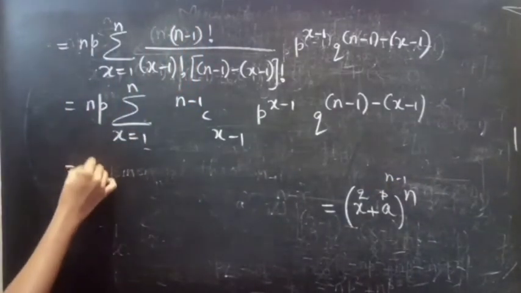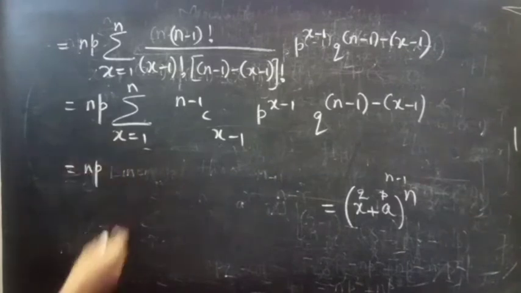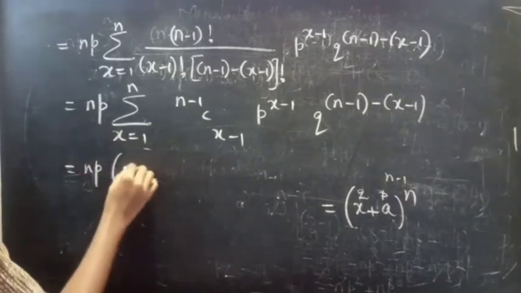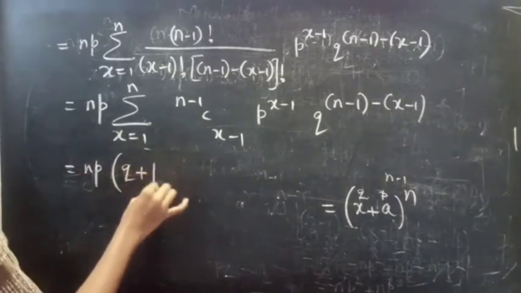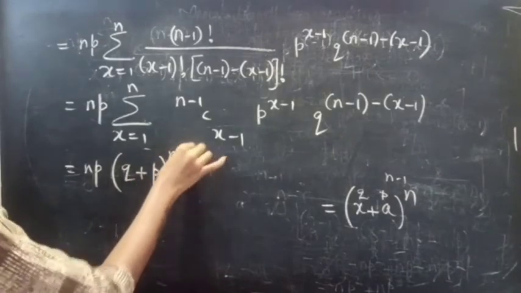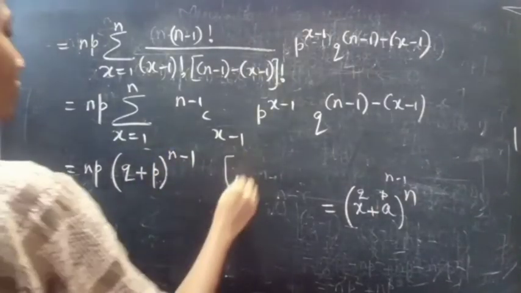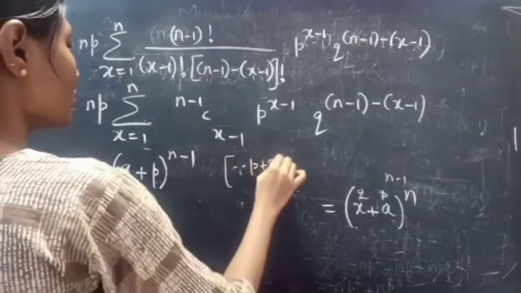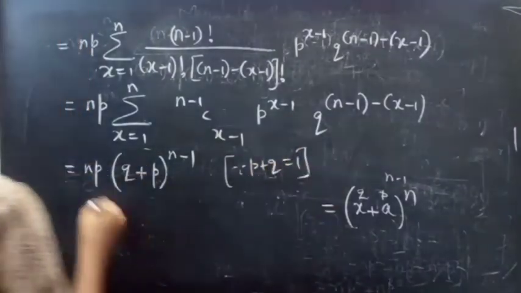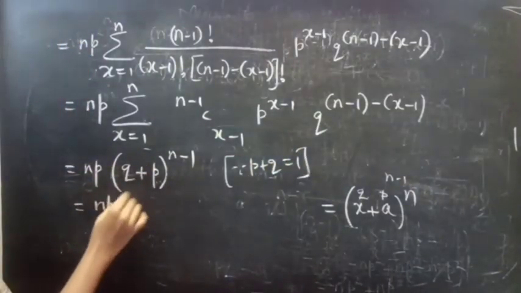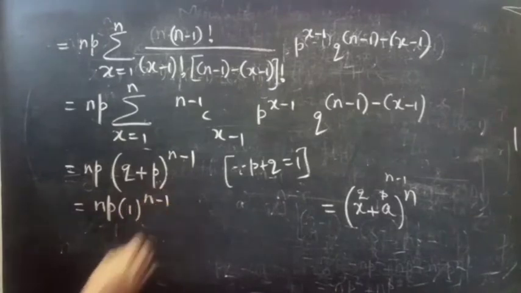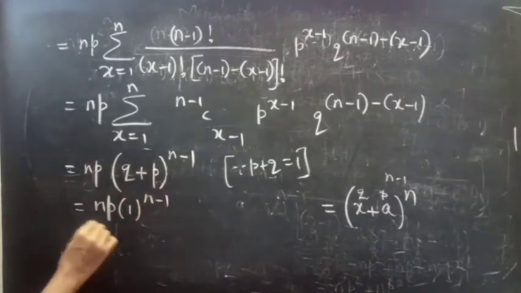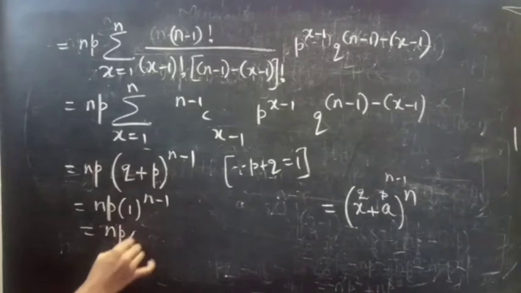So this equals np into q plus p power n minus 1. Since we know that p plus q equals 1, then you could write it as np into 1 power n minus 1. 1 power n minus 1 is again 1. So you'll get np.